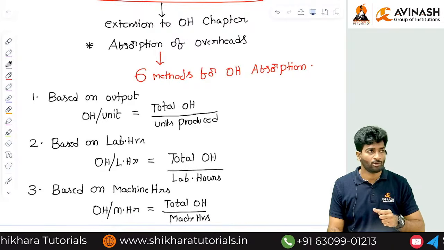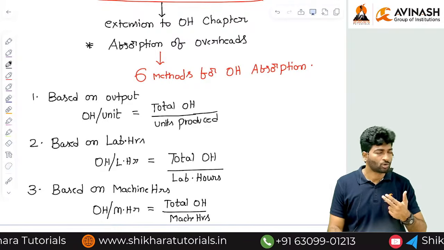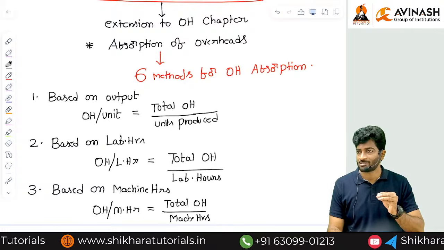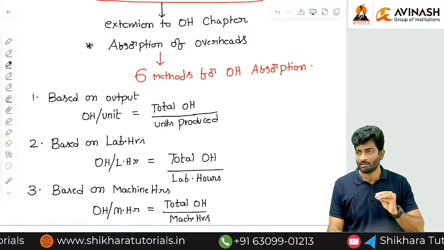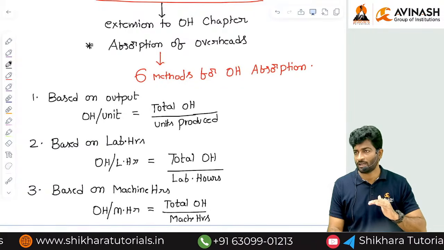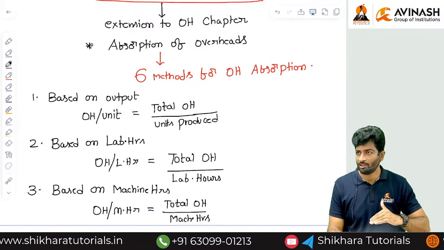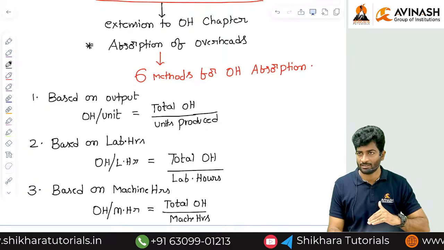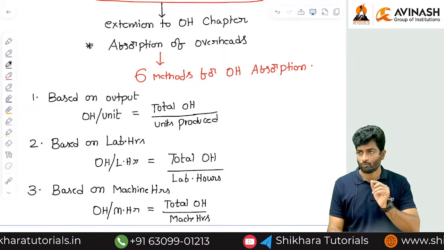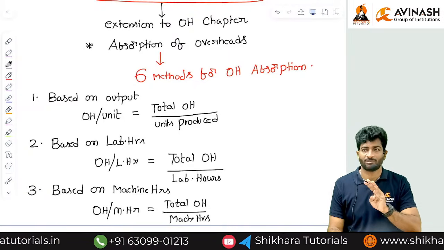And third one, we know machine hour rate problems, right? So total overheads, expenses incurred or overhead incurred for operating a machine. You used to prepare a statement. At the end, you are going to divide with machine hours, right? You used to get overhead per machine hour, right? So that is our third method.